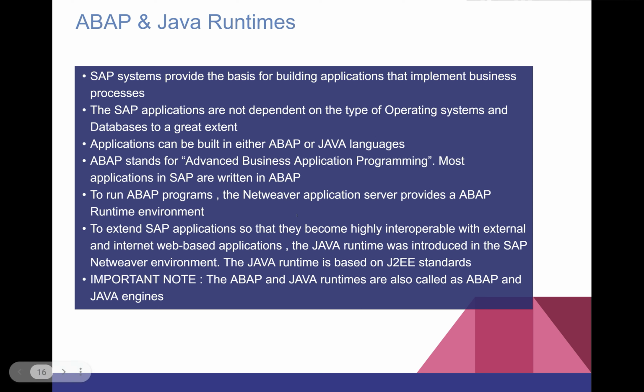So what is interoperable is nothing but interacting with the outside of its own system. So with external and internet-based applications, the Java runtime was introduced to the SAP NetWeaver environment. So Java was introduced for interaction with the internet and all, right? We discussed so that it can integrate with the outer world. Java runtime is based on the J2EE standard.